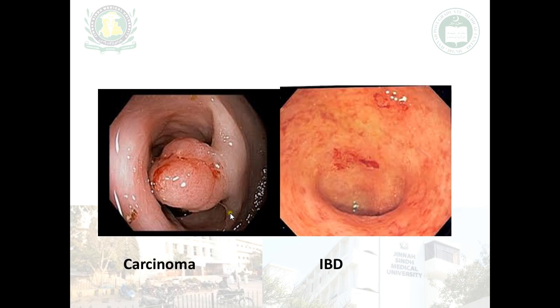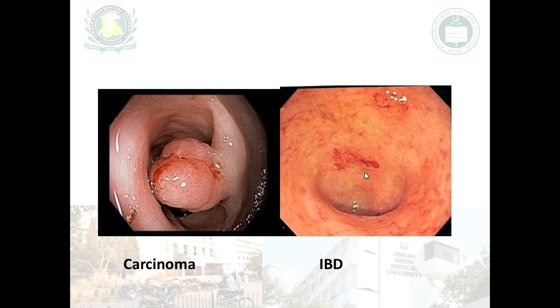This is malignancy. This is basically a CA colon. You can see a fungating mass arising from the wall of the colon, and you can see spots of bleeding on this mass. This can easily be diagnosed on colonoscopy, and you can easily take a biopsy and confirm the diagnosis histopathologically.